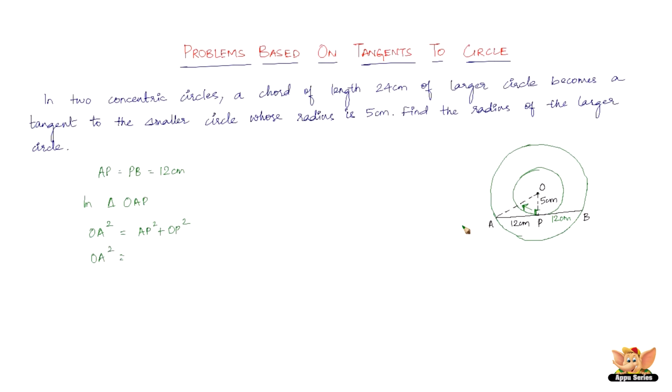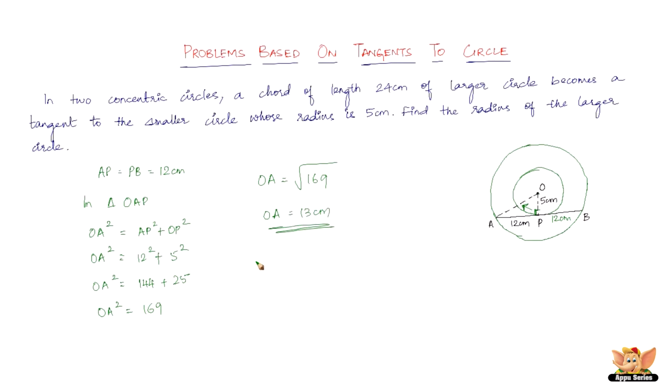So OA square equals AP square. AP is 12, so 12 square plus OP square, which is 5 square. So we've got OA square equals 12 square is 144 plus 5 square is 25. So we have OA square equals 169. 144 plus 25 is 169. So if OA square equals 169, OA is the square root of 169, which is 13 centimeters, right?